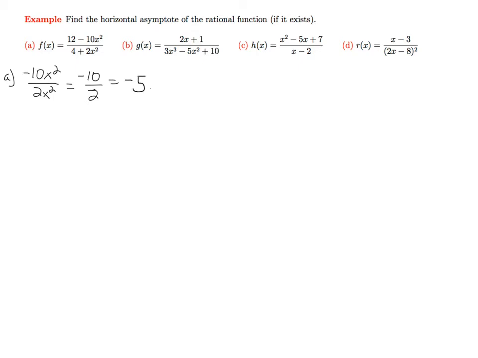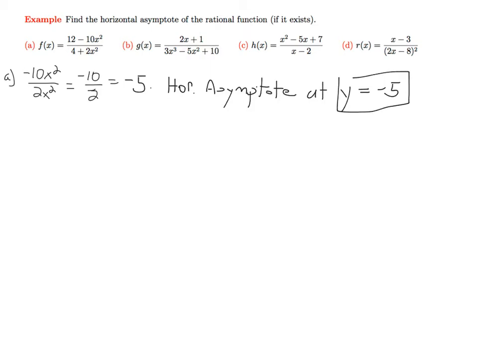So this means we have a horizontal asymptote at y equals minus 5. These horizontal asymptotes are given as an equation of a horizontal line, y equals minus 5 in part A.